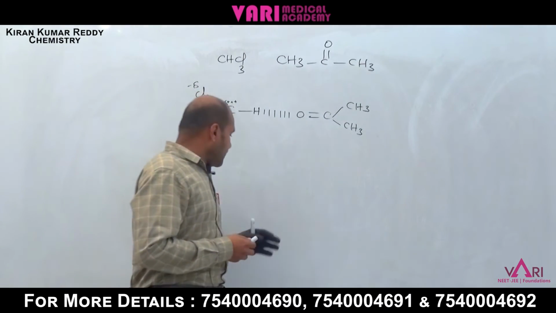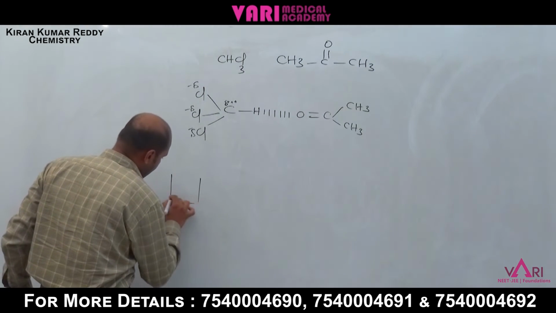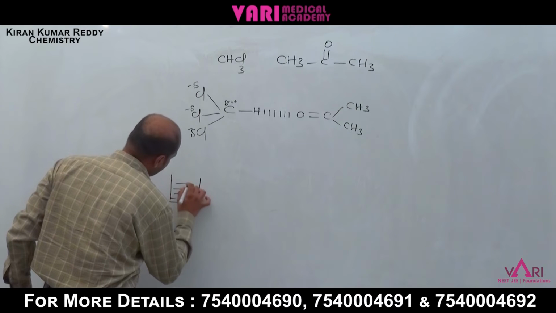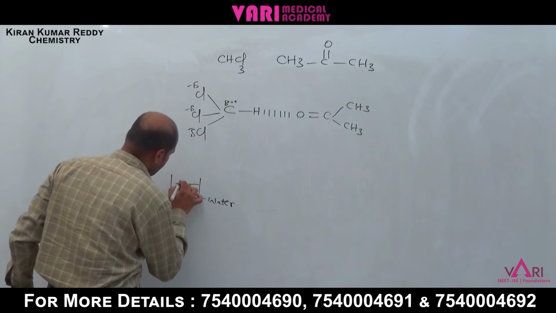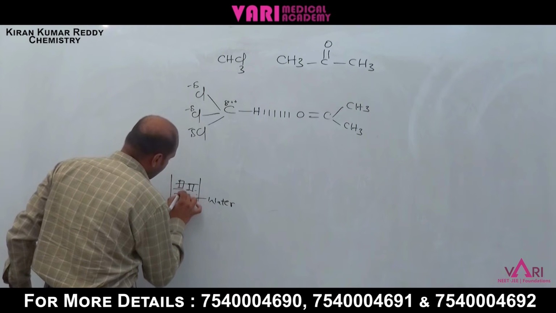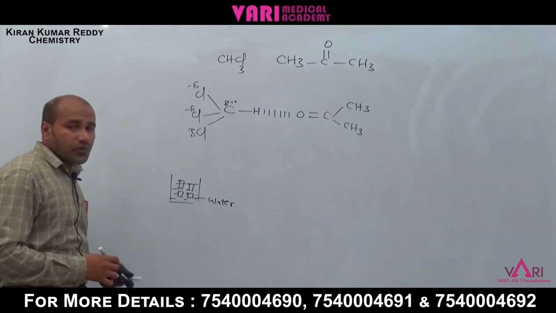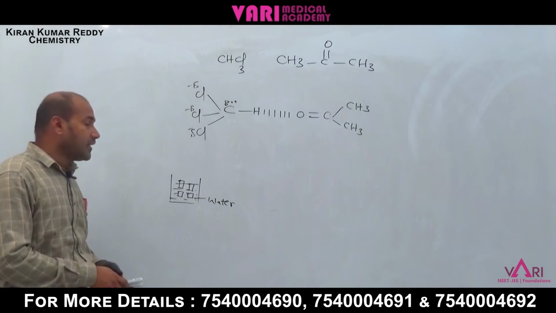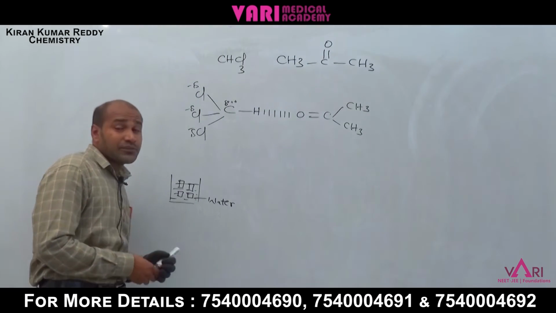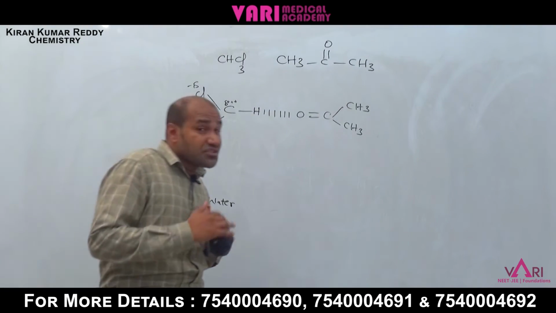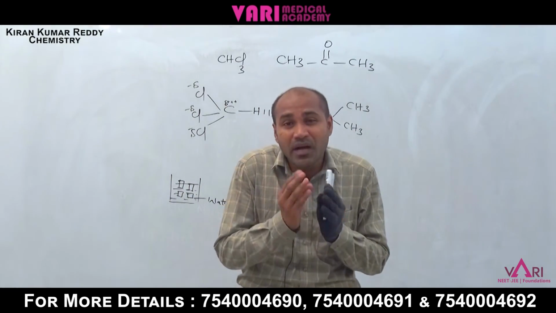If you take another example, water: take a beaker of water, and I am taking ice cubes. Ice cubes are floating on the water. What is the reason? Because in ice cubes also hydrogen bonding is present, and in water also hydrogen bonding is present. Which one is more dense? Water is more dense compared to ice cubes.